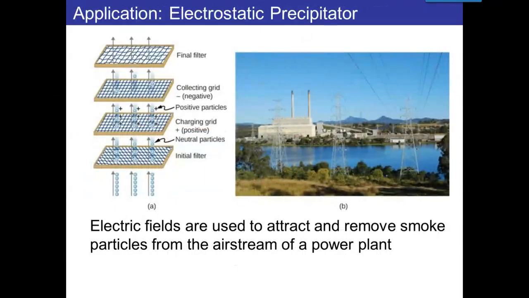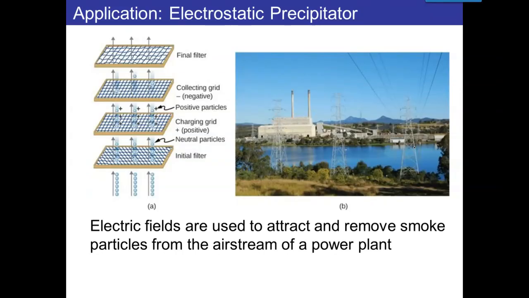There are applications of these kinds of forces on charged particles. Here's just one example. There are many, but one of them is electrostatic precipitators. So, for example, if you have a coal-fired power plant and you are burning coal, you get a lot of ash that comes out of that effluent stream. You typically don't want to pump that straight out into the environment. That's not healthy to breathe.